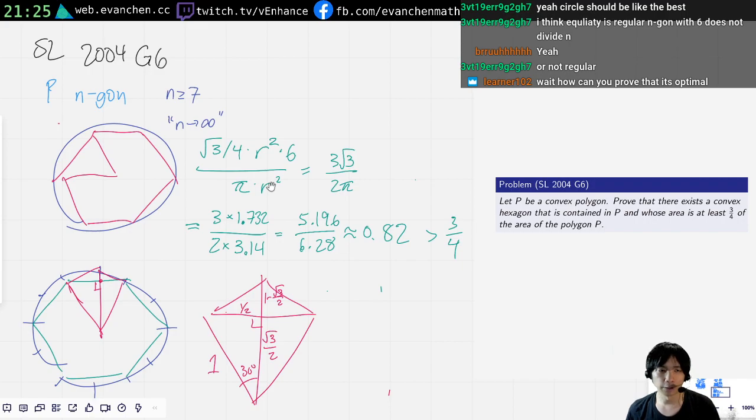How can you prove that it's optimal? We don't have a proof, and a proof would, I think, be beyond the scope of an Olympiad anyway, because it would be too analytic. It's not the kind of thing that should be on a high school contest if you're to prove that a circle is optimal, but it's definitely the right intuition, I think, that you want.